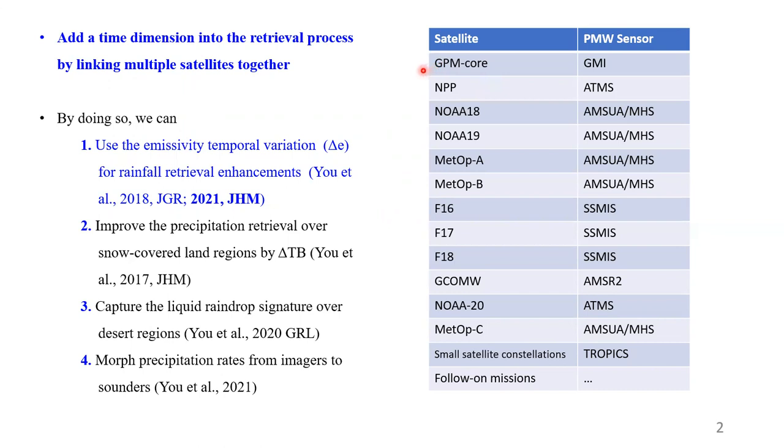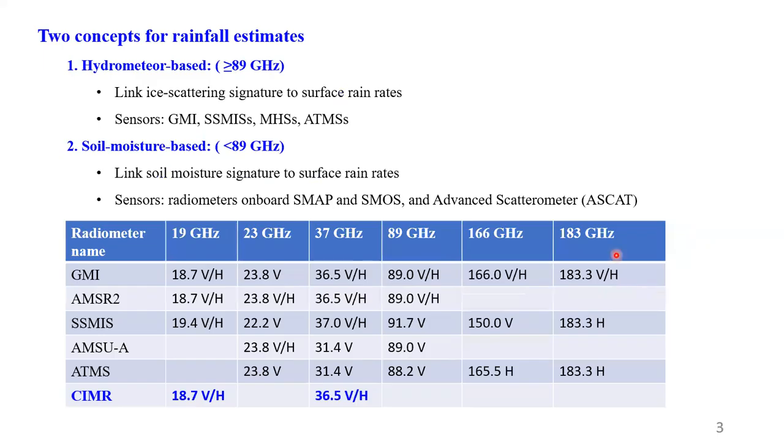The idea is trying to link 10 satellites, from GMI to AMSR2, basically these 10 sensors together, trying to use the temporal variation as a low frequency channel. Currently, there are two concepts for rainfall estimation. The first one, I call hydrometeor based. It links the ice scattering signature to the surface rain rate. This idea is particularly suitable for frequencies at 89 and above. This kind of frequency is commonly available in the GPM radiometer constellation.